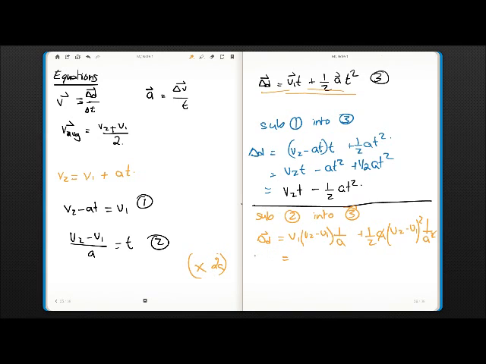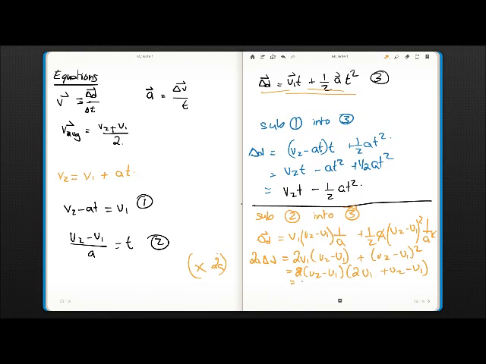So that's what I'm doing here. I'll multiply the left side by 2a, so I'll get 2a delta D. If I multiply this side by 2a, I'll get 2 v1 times v2 minus v1, and the a will cancel out, so there won't be any anymore. And if I multiply this by 2a, the half will go away and the last a will go away. So I'll just be left with v2 minus v1 squared. Next, I'll isolate v2 minus v1, and I'll be left with 2v1 and this in brackets, v2 minus v1.